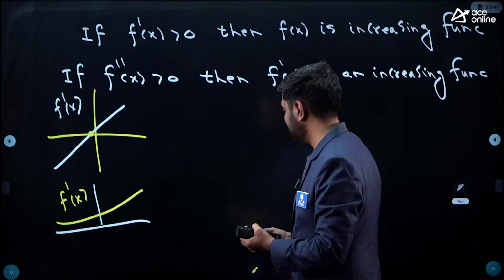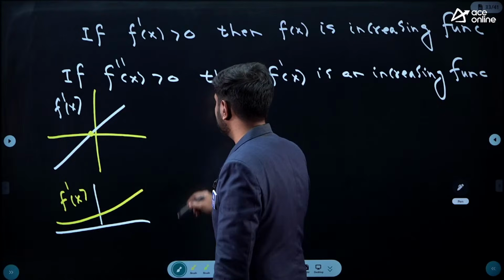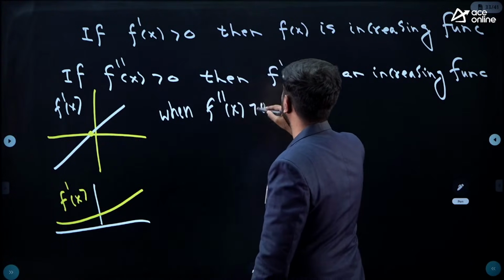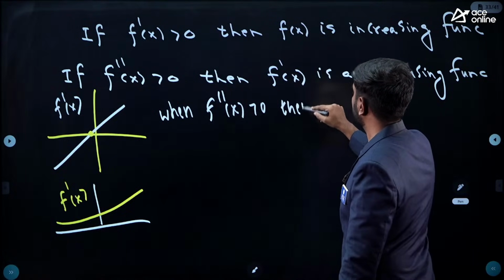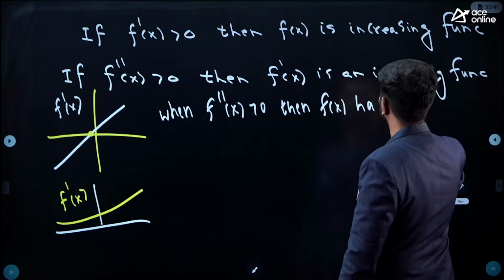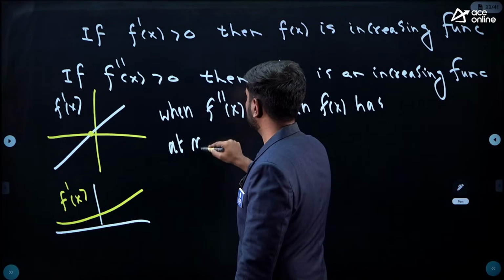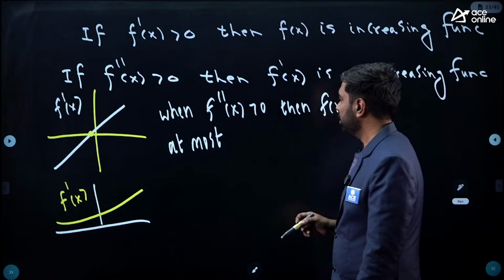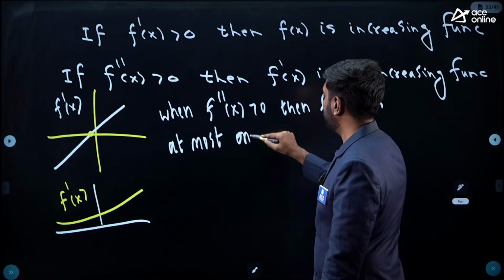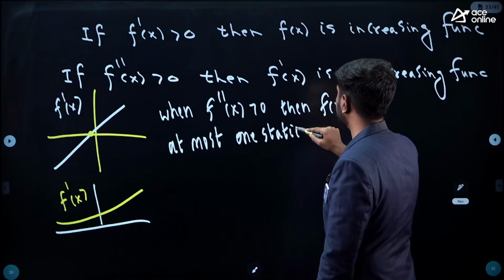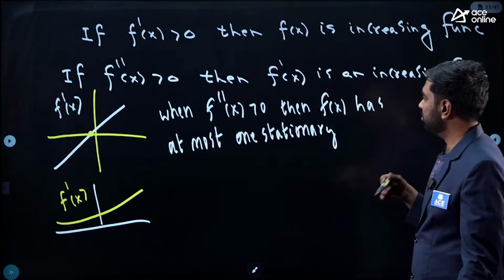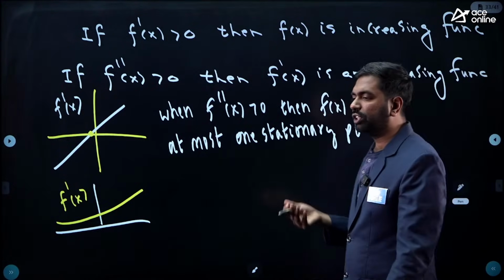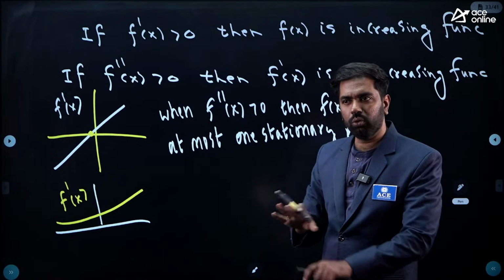So now what I want to say is, look at this. When f double dash of x is greater than 0, then f of x has at most, what do you mean by at most? It can have one stationary point or no stationary point. Then f of x has at most one stationary point. So at most one stationary point means exactly one stationary point or no stationary points.